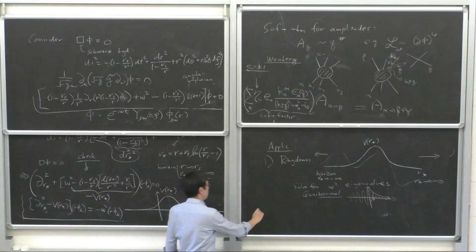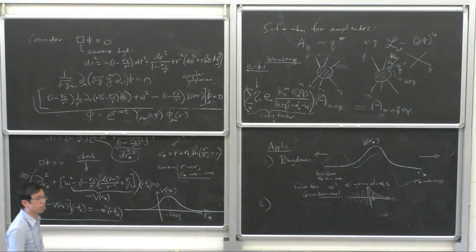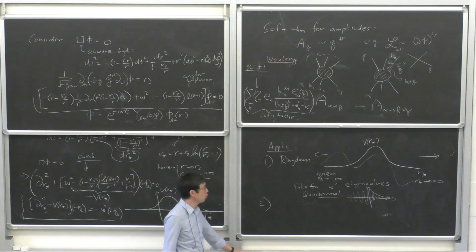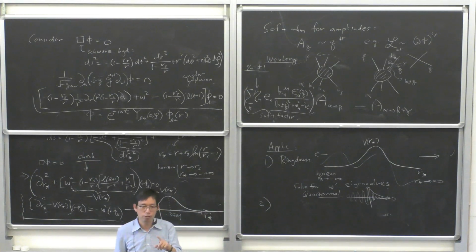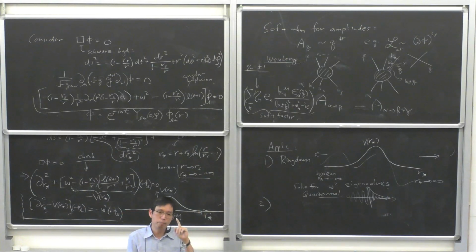Second application, I'll just mention second and then I'll mention the third. The second application is the following. It is one of those fun situations where you consider now not the metric perturbation but a scalar field that lives in the black hole background. But now let me have the scalar field actually have a mass. Let me turn on a mass.